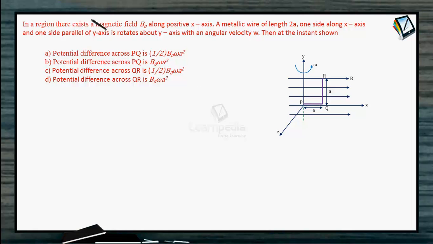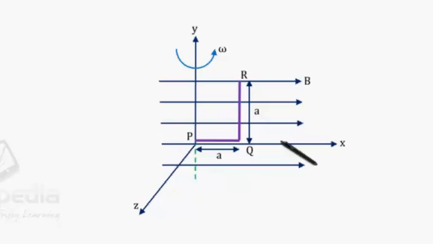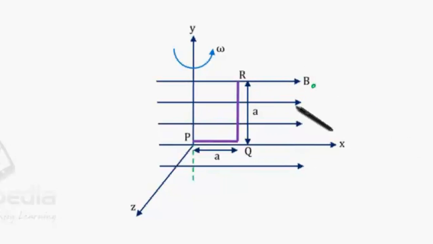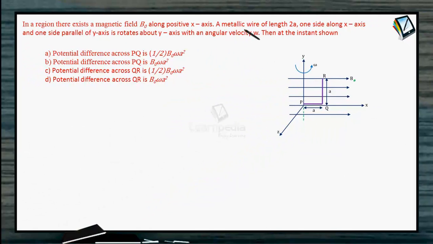In a region, there exists a magnetic field B naught along the positive x-axis. So here the magnetic field is B naught along the positive x-axis. A metallic wire of length 2a, here it is the metallic wire PQR. It is of length 2a, one side along the x-axis and the other side along the y-axis.